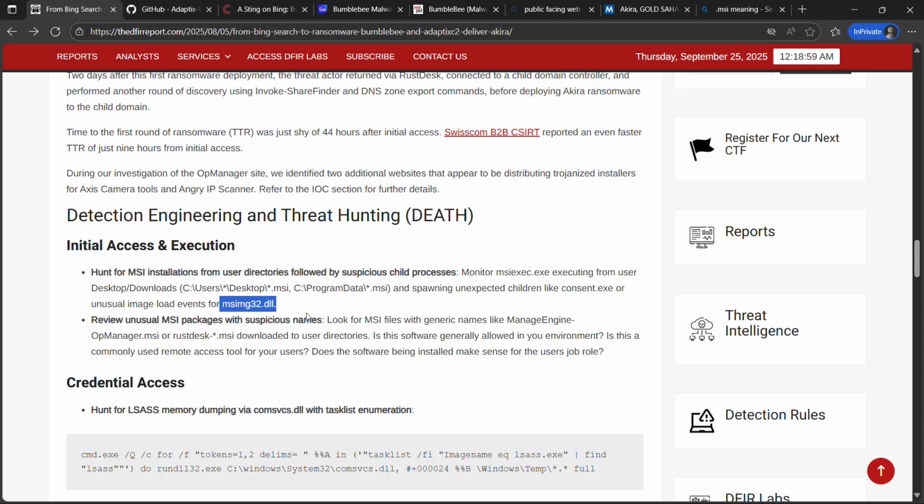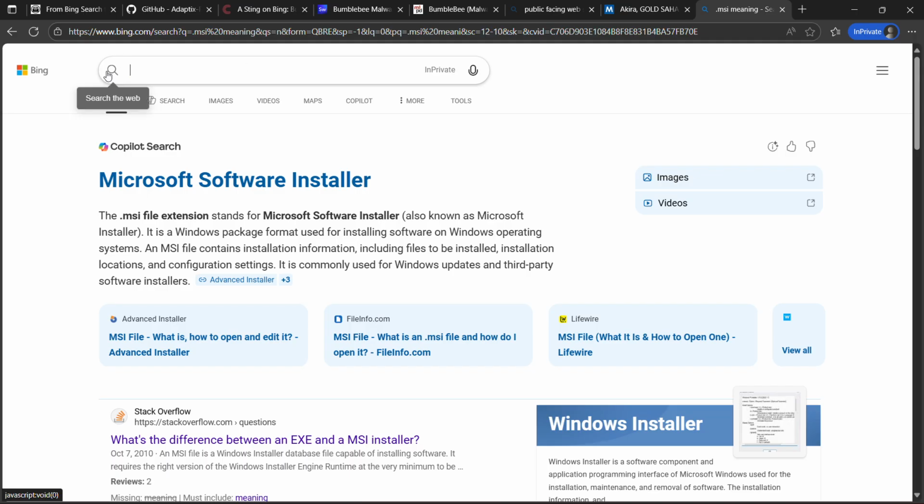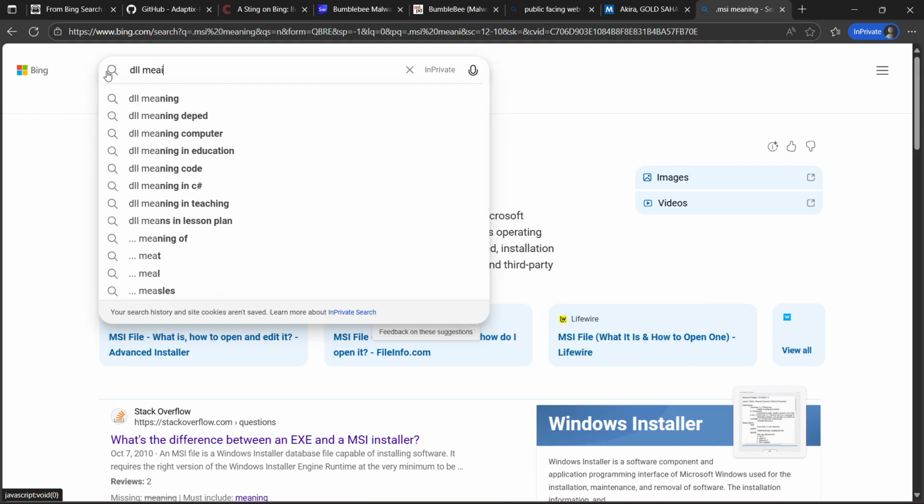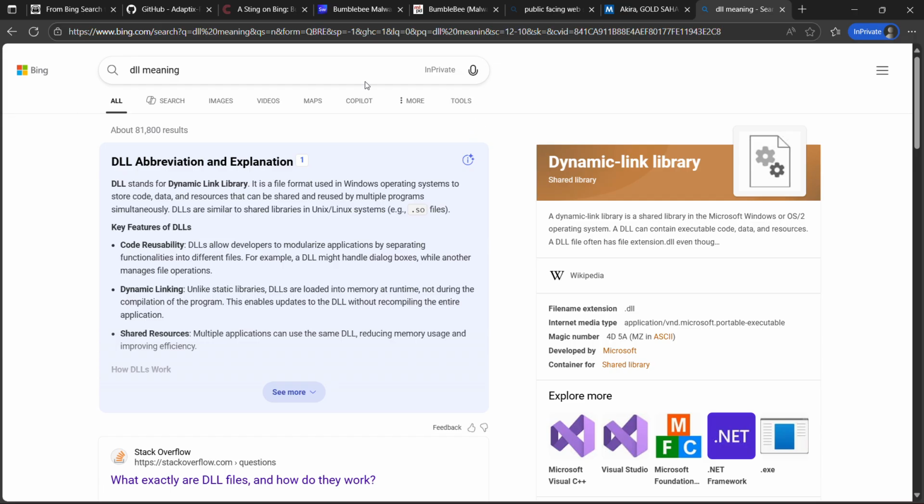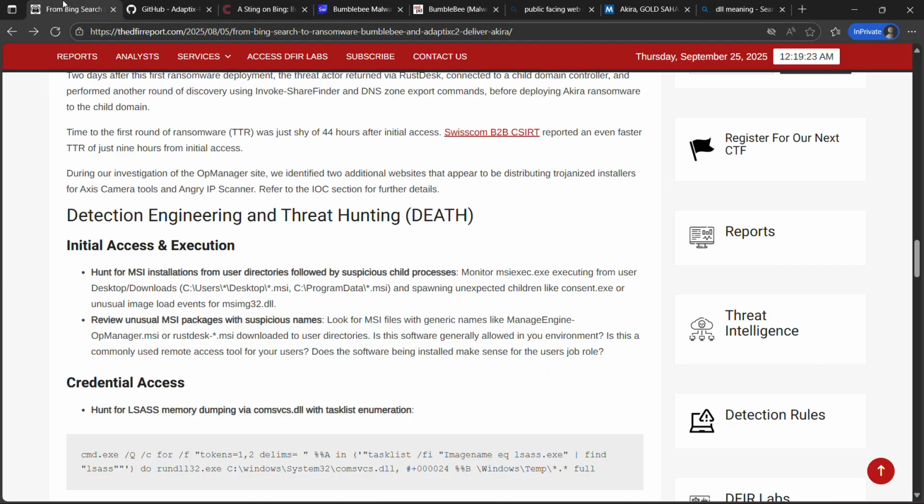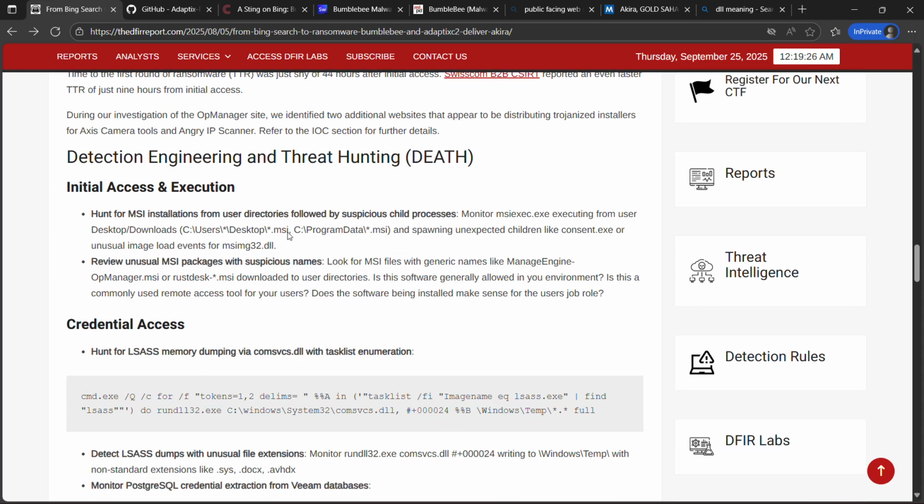Or this one. Basically, DLL is like code, right? Is it an image load event? DLL is... what is this? Dynamic link library. Okay, so that's what we look for. Consent.exe or unusual image loads. Okay.